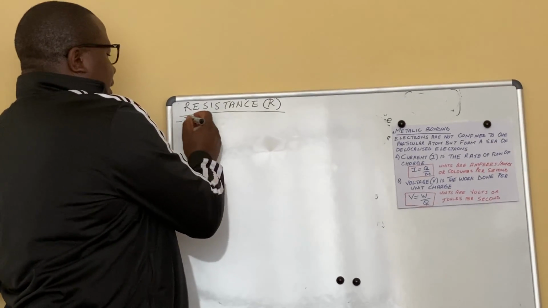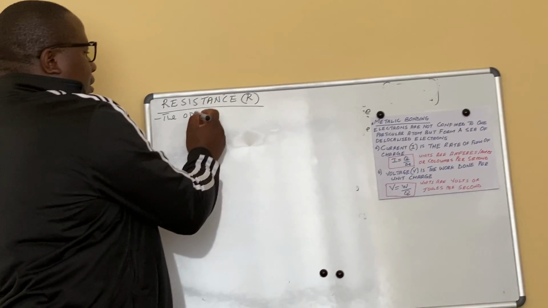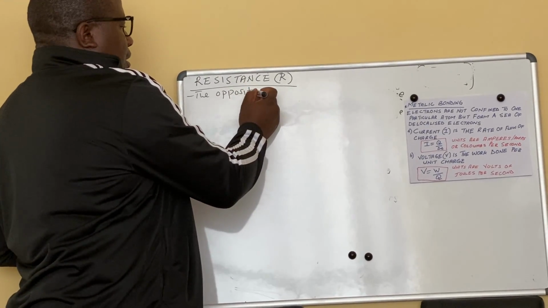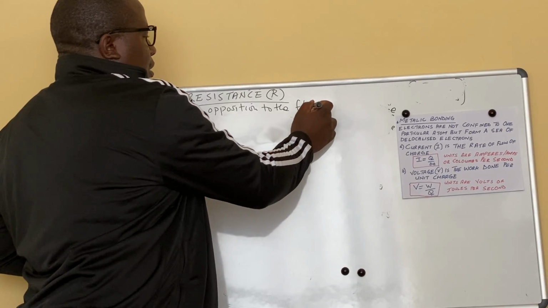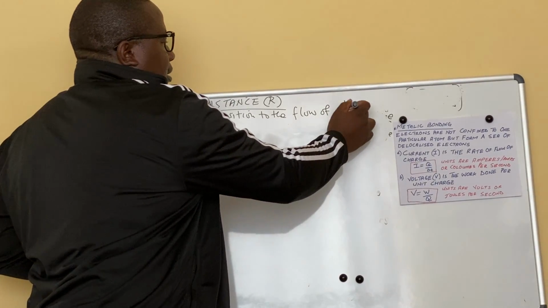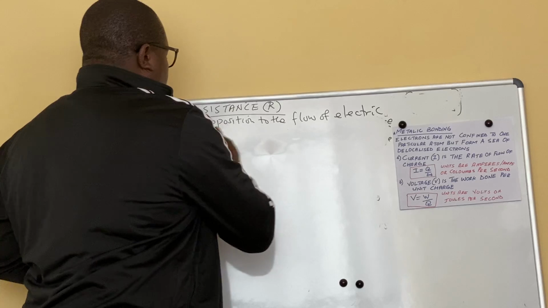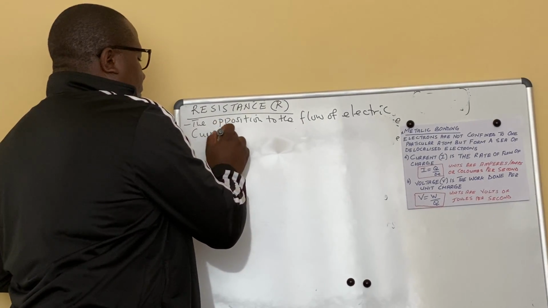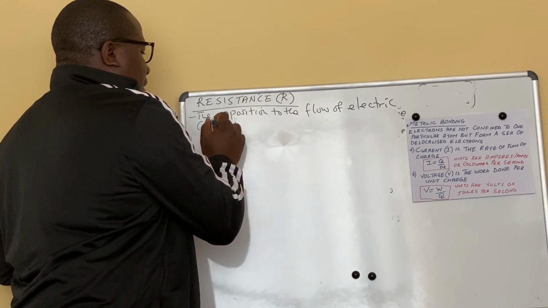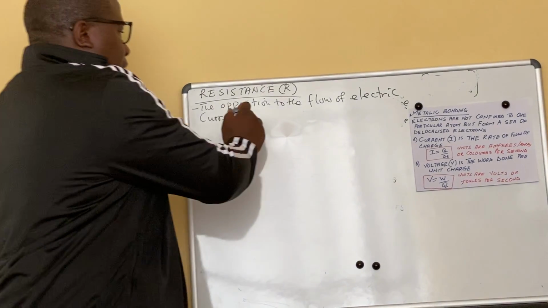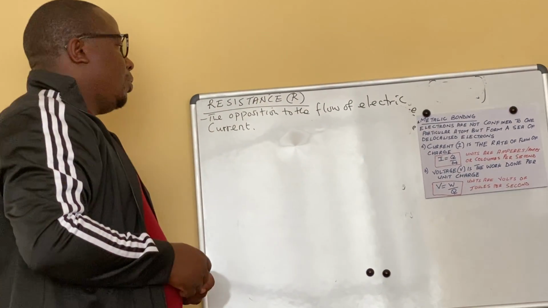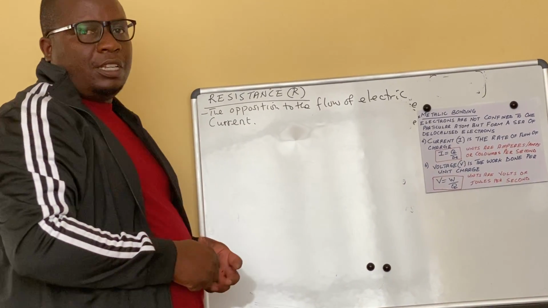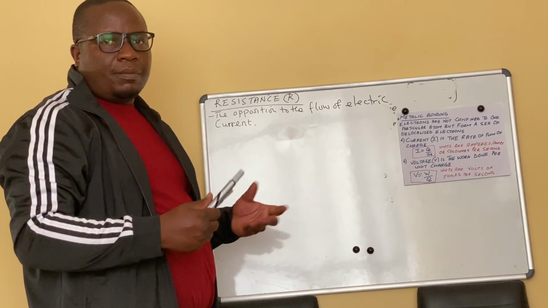By definition, it is the opposition to the flow of electric current. So in other words, when current is flowing, it is going to face some resistance, some opposition. That opposition to the flow of electric current is what we call resistance.